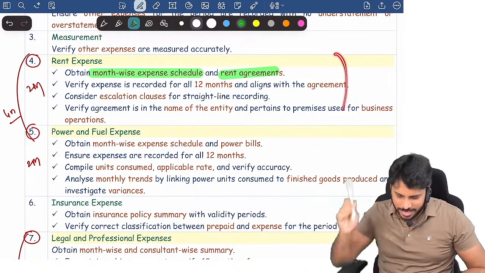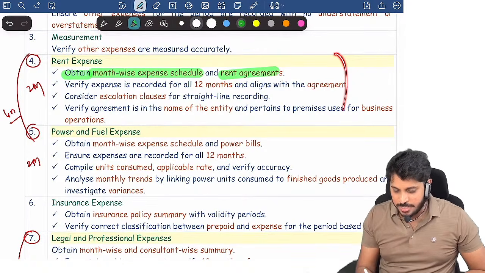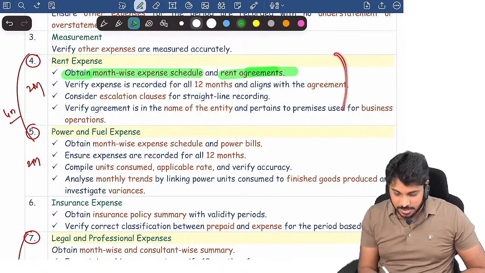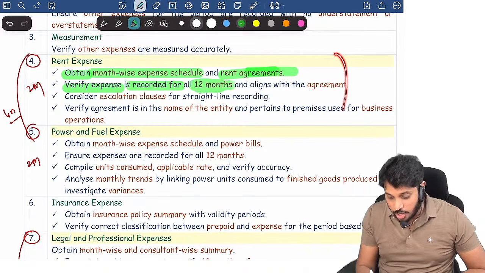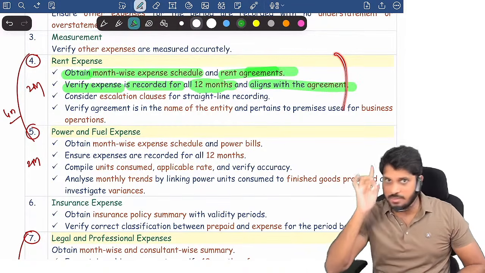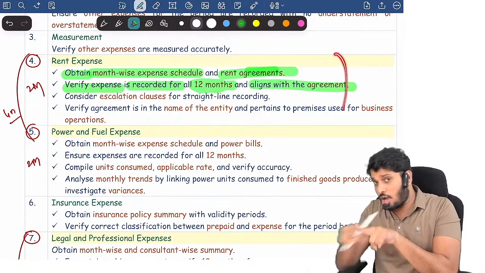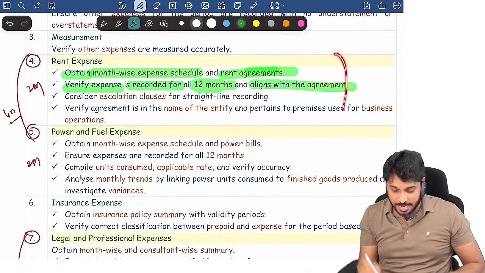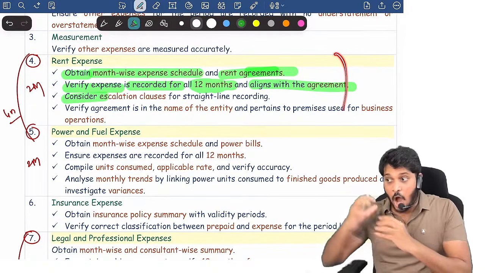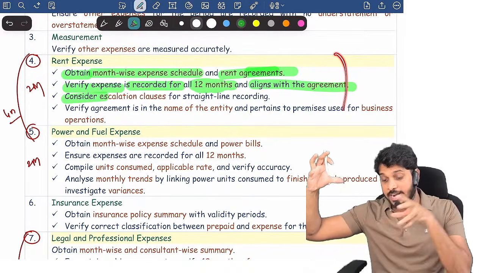Simple. Obtain the month-wise expense schedule and rent agreements. Verify whether expense is recorded for all the 12 months and it is matching with the agreement. See that rent is recorded for all 12 months and it should be matching with the rental agreement. And I will see how much amount they need to pay as per the rental agreement and how much they paid.